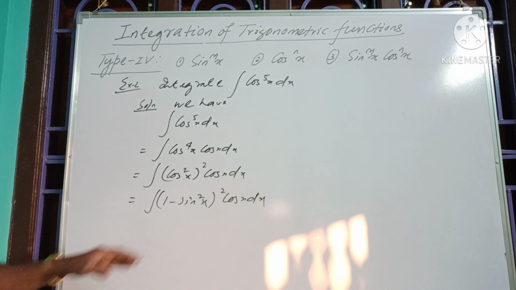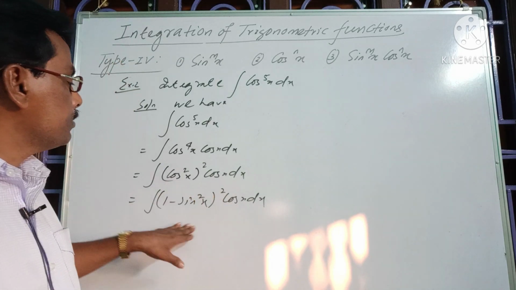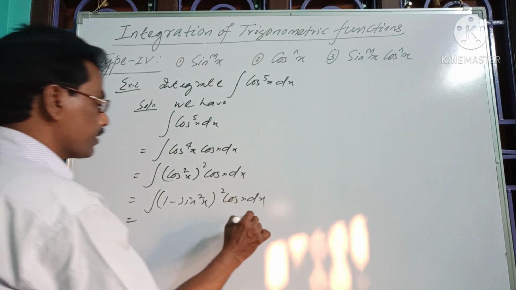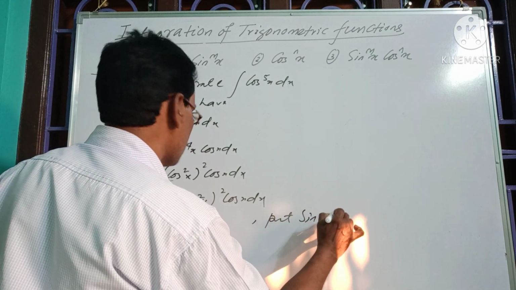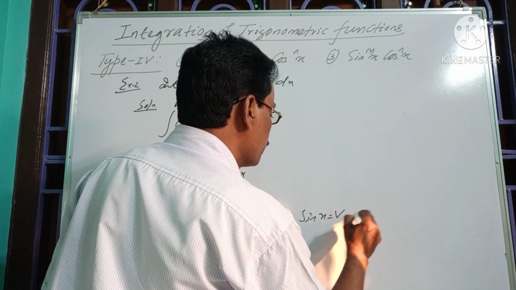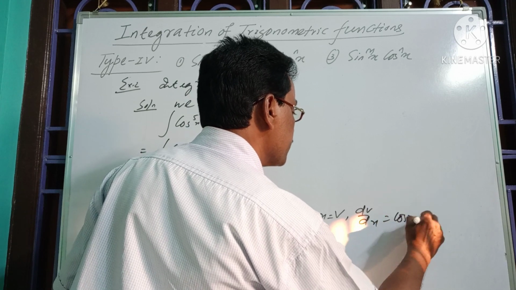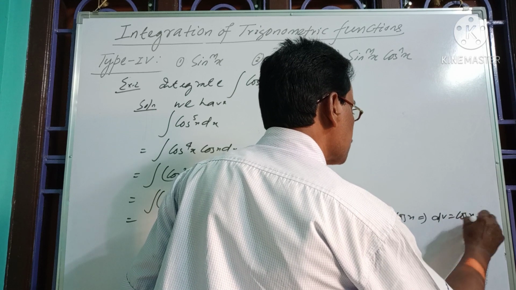So now see, if you substitute sin x as v and differentiate sin x, it will give us cos x dx. So in this process, let us put sin x is equal to v. Then differentiating, we have dv by dx is equal to cos x. Again simplifying, we have dv is equal to cos x into dx.